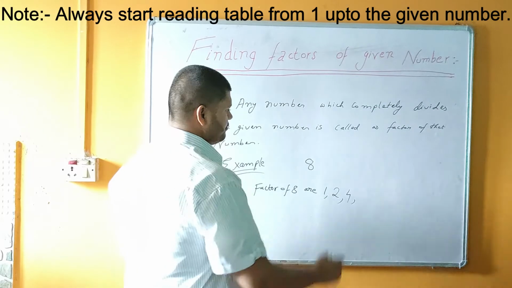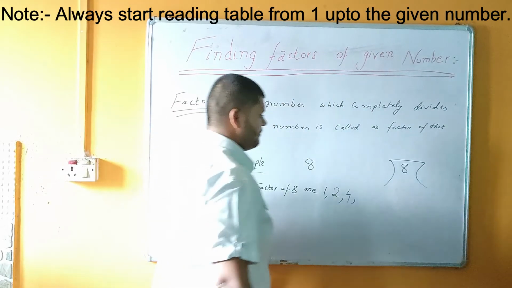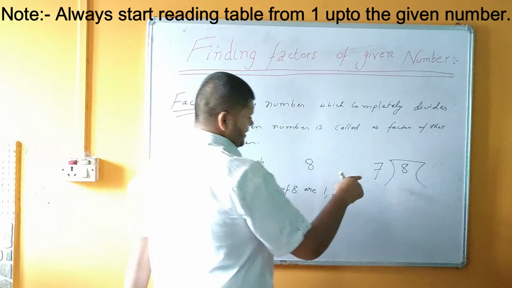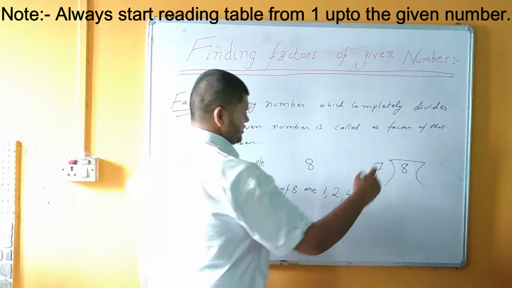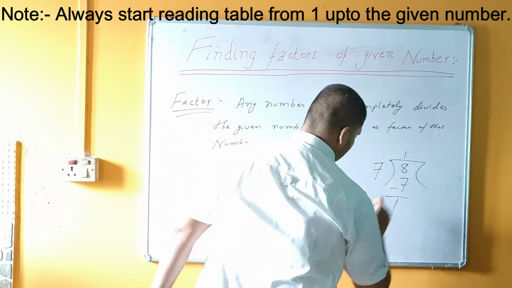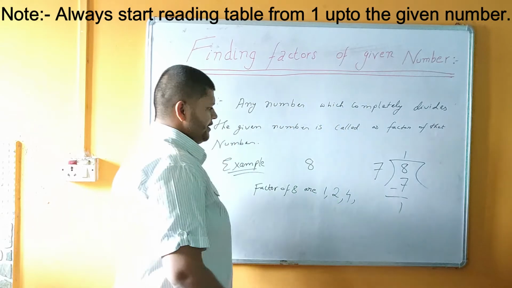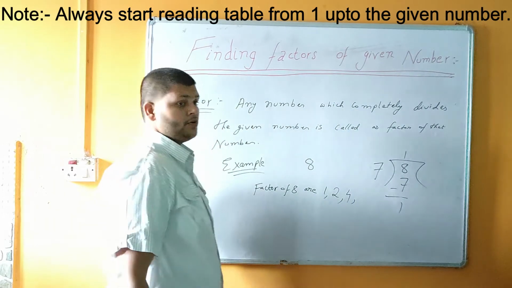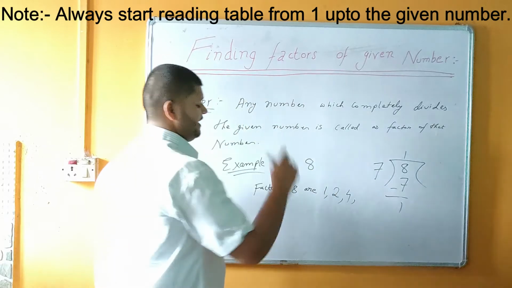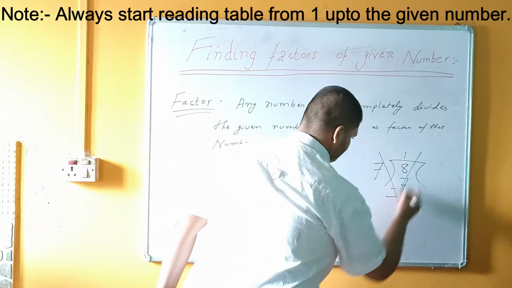Now we are moving for 7. This is the number and we are going to divide it by 7. In the table of 7, will 8 occur? No. 7 ones are 7. That means the remainder will be 1. Here the remainder should be 0. Then only we can conclude that this 7 is a factor of 8. But here it is 1. So it is also discarded.